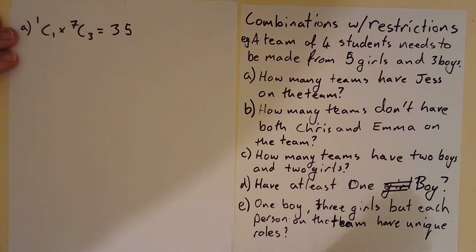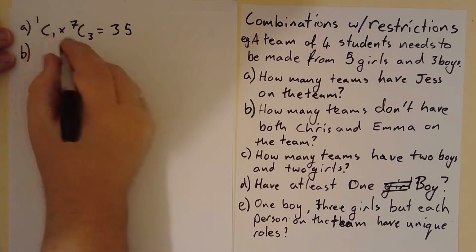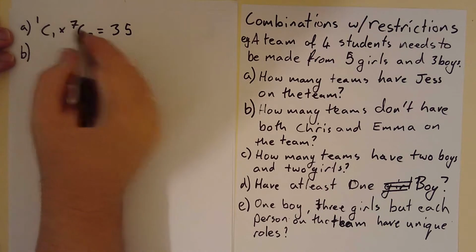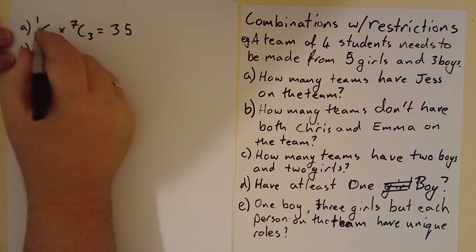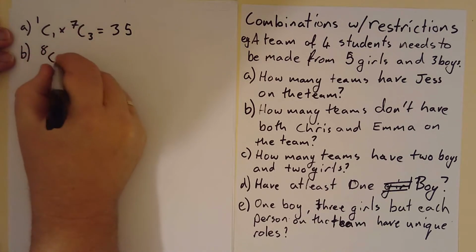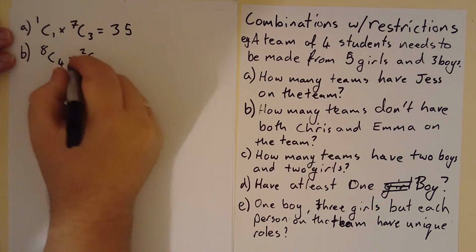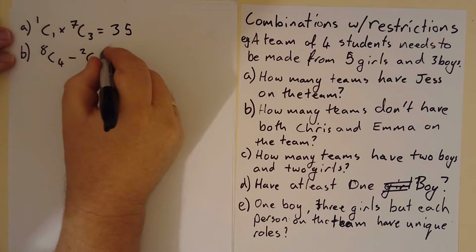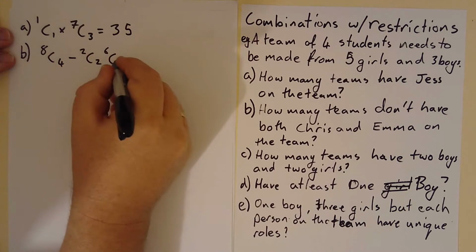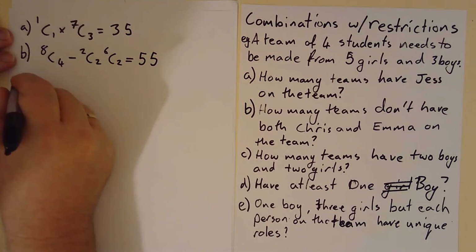Our second one says, how many teams don't have both Chris and Emma on the team? Well, here we work out what if Chris and Emma were on the team, and then minus off the total. So putting Chris and Emma on the team works very similar to the last one. We start with the total number of teams. We minus off the ones that have both Chris and Emma on it. So 2 people to select both of them, and then out of the 6 others, we need another 2. And that gives us 55 teams.